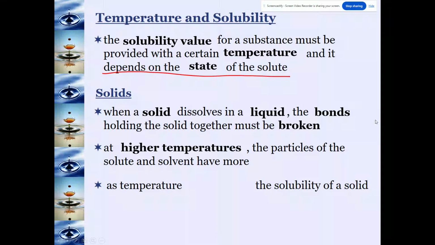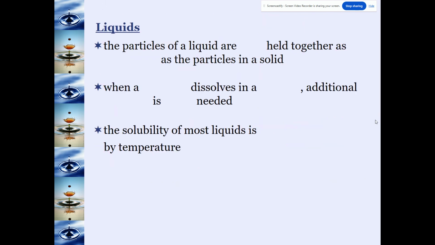Okay, so that means at higher temperatures, there's more energy for that to happen. So with a solid solute, which all ionic compounds, by the way, are solid before they're in water, as you increase the temperature of them, their solubility will also increase. Now, there's always exceptions, but the general rule is when you have a solid solute, if you increase the temperature, you increase the solubility.